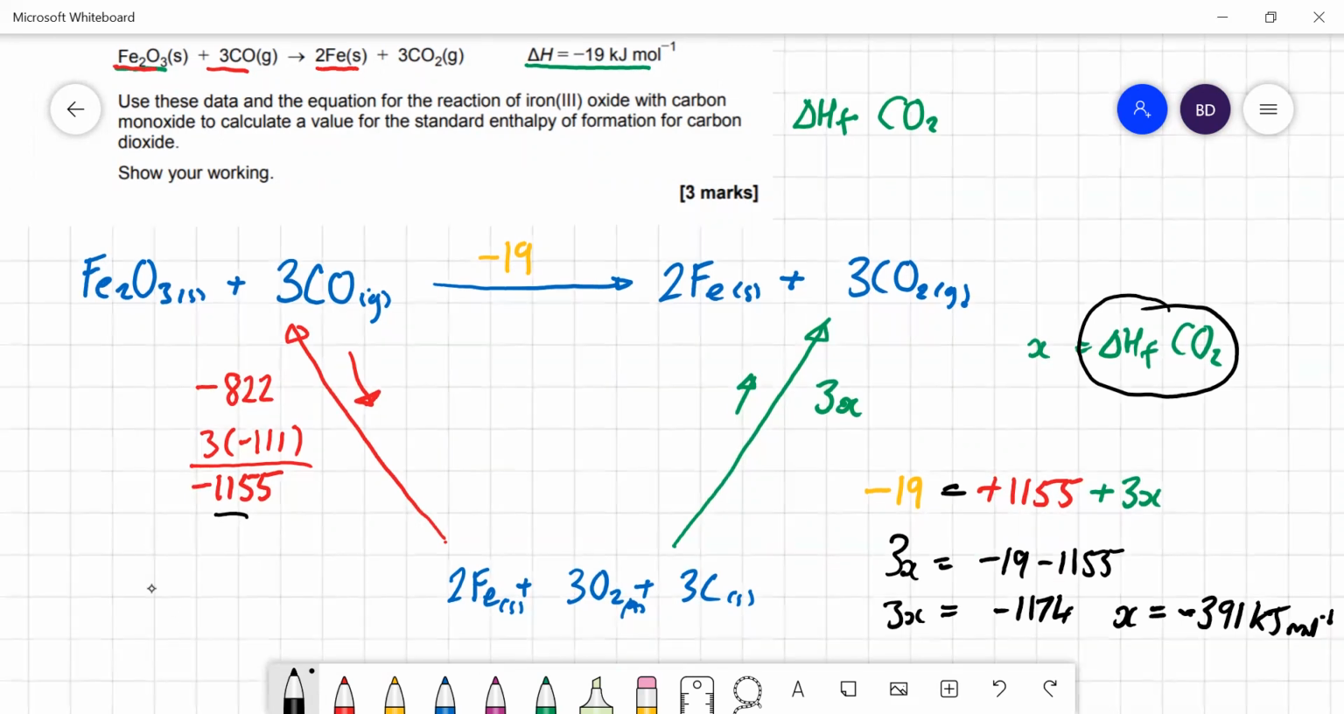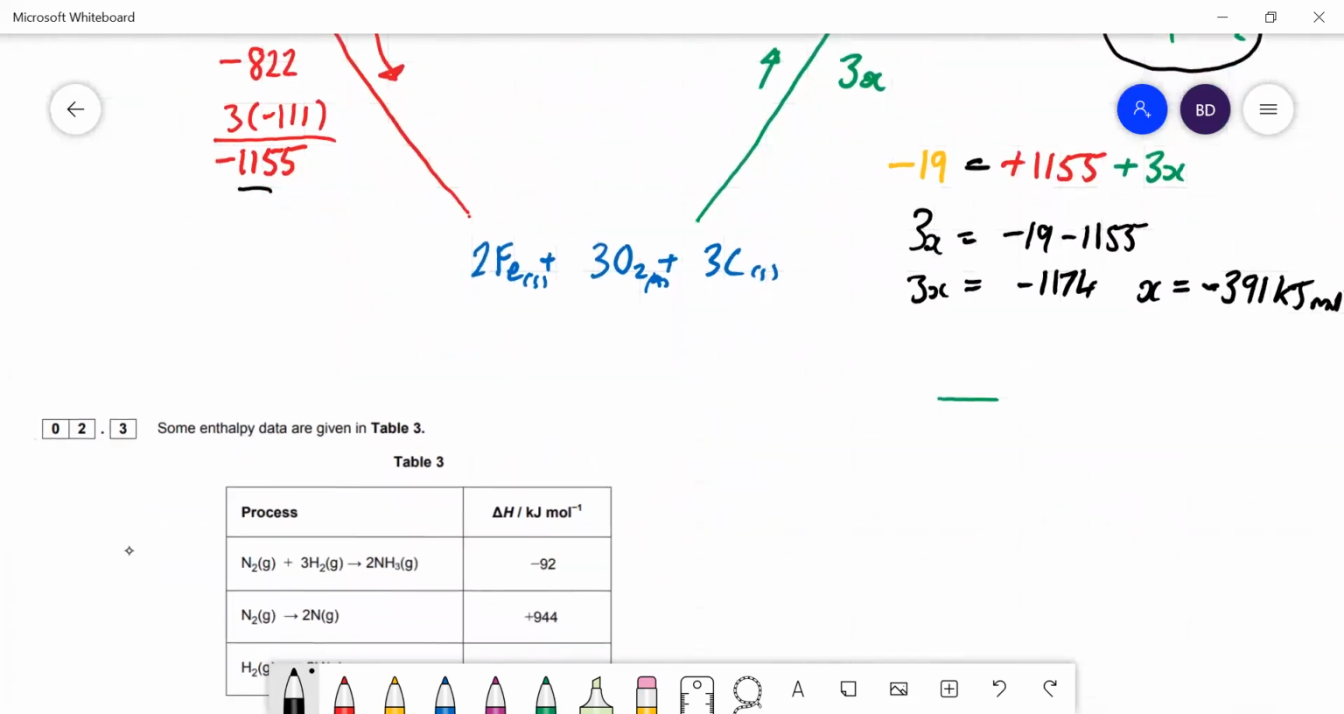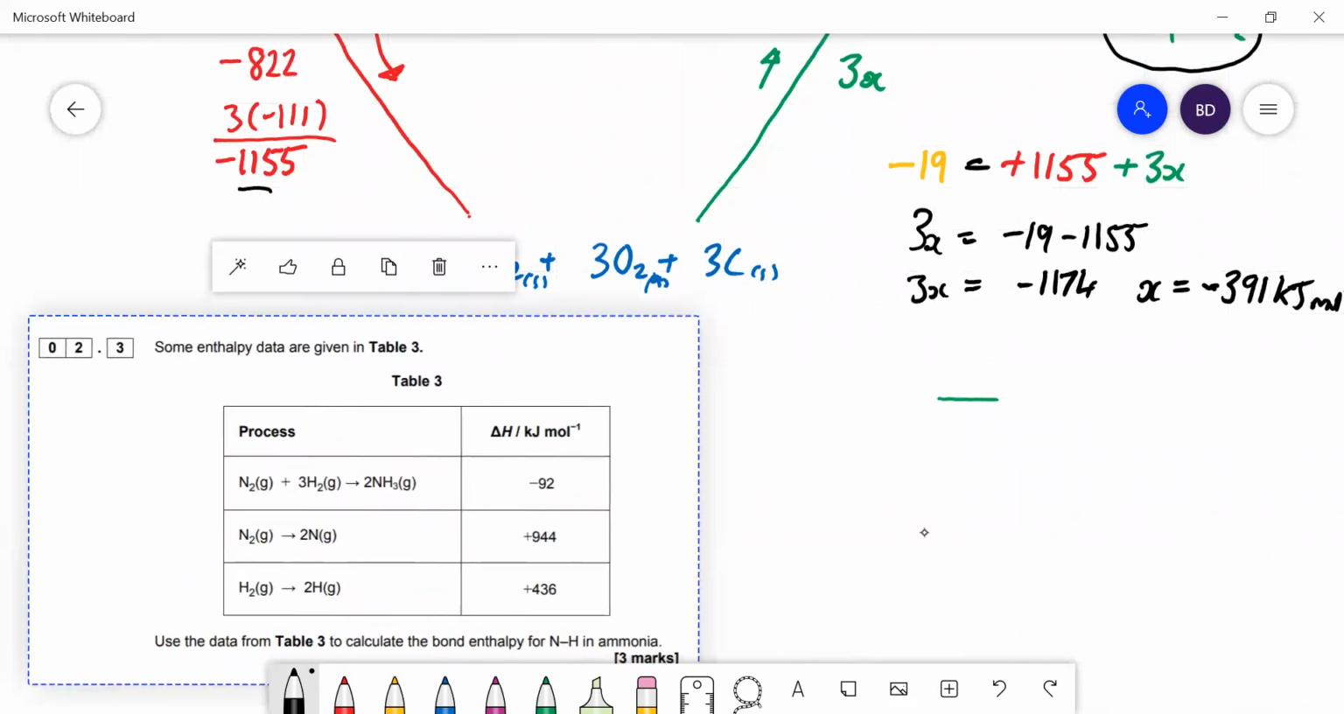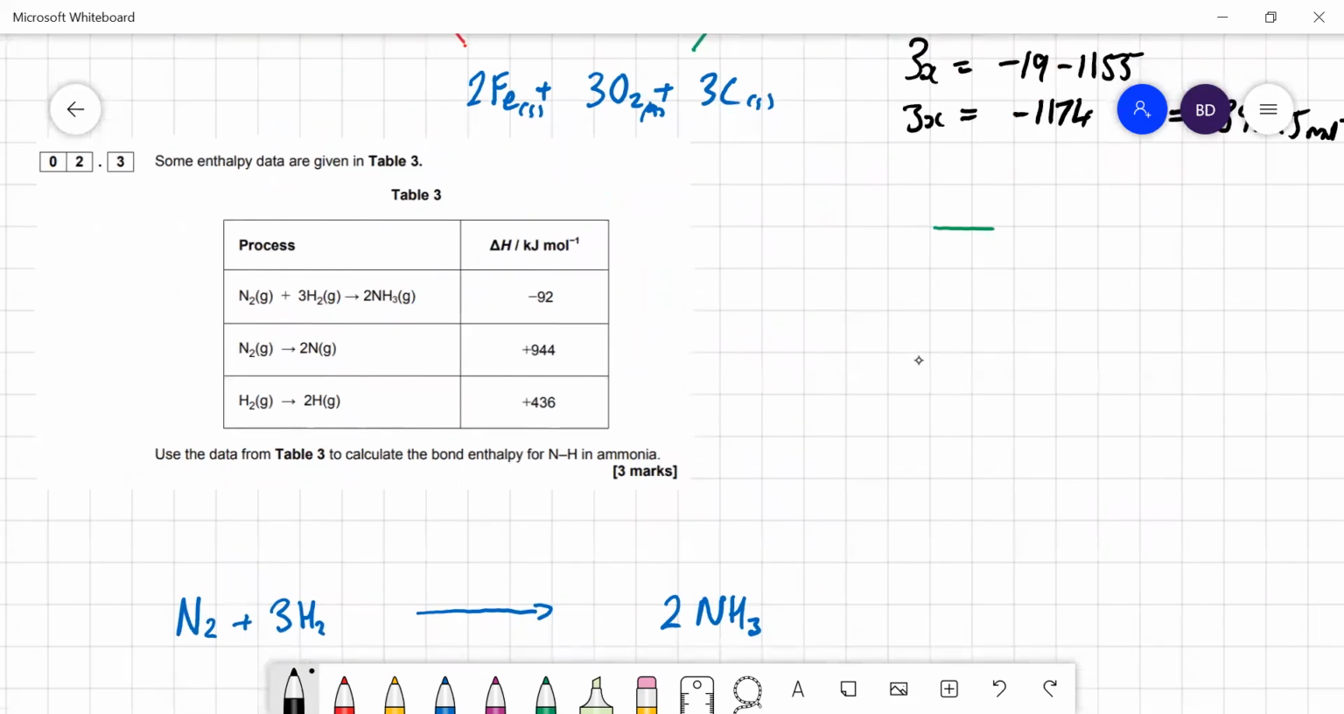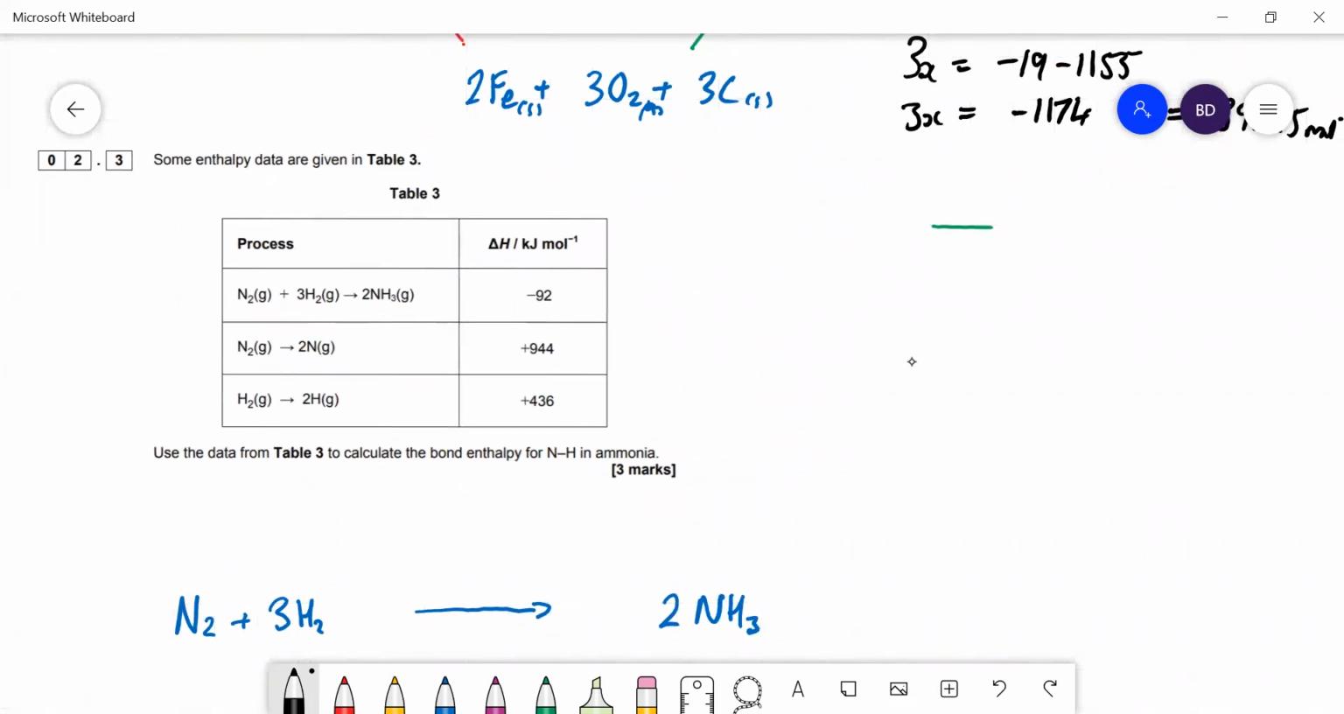And right, the next question. So it gives us here some enthalpy data, and it says use the data to calculate the bond enthalpy for NH in ammonia. Right. So essentially, well, what have we got here? Well, that's 2 times delta HF for ammonia, that one there. Here, this is the bond enthalpy, essentially, isn't it, for the nitrogen triple bond, and this is again the bond enthalpy for the hydrogen single bond.